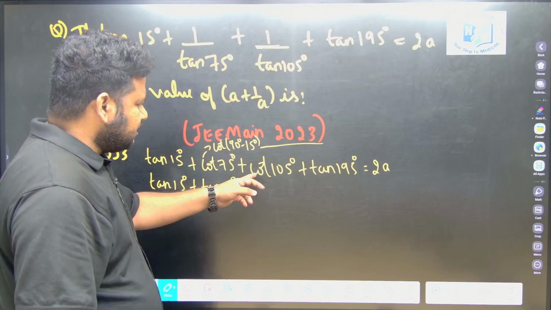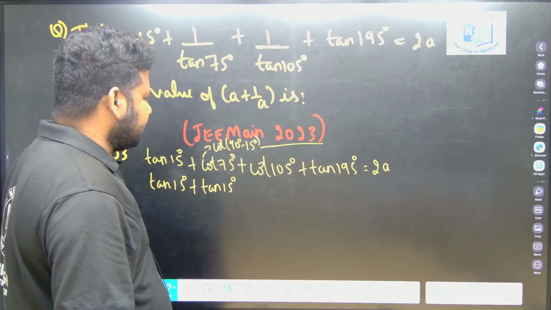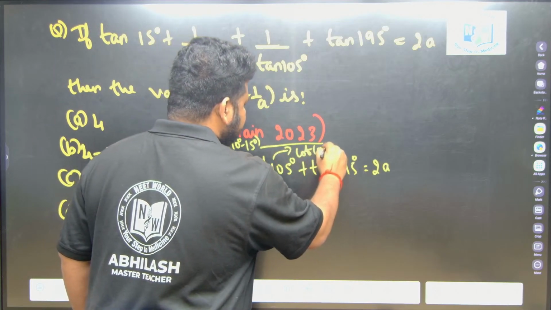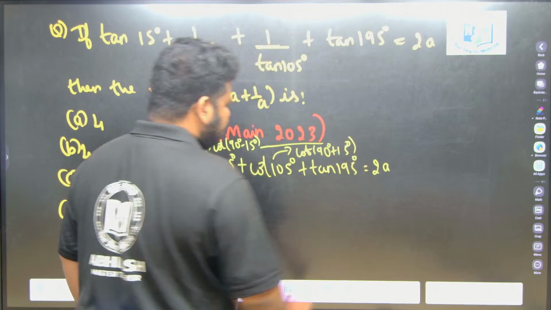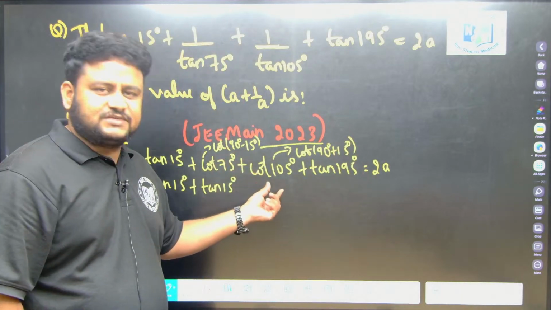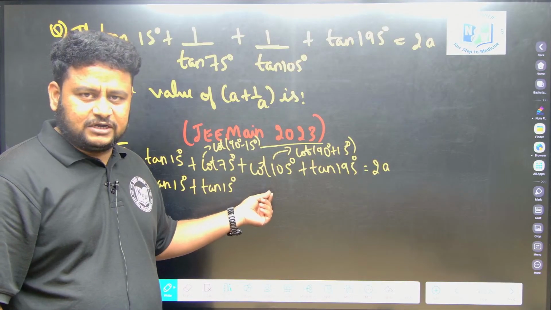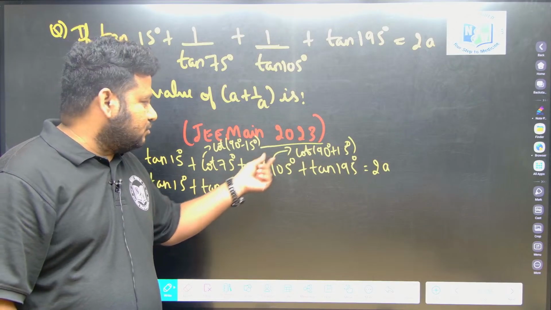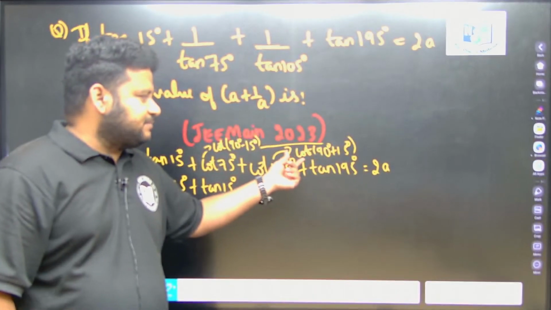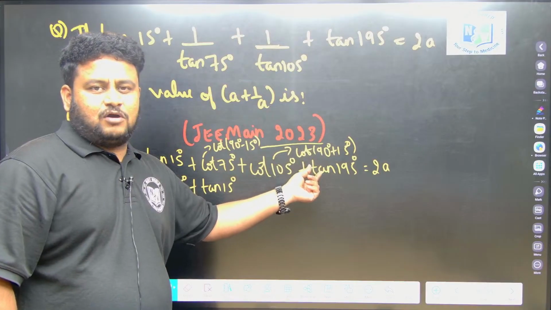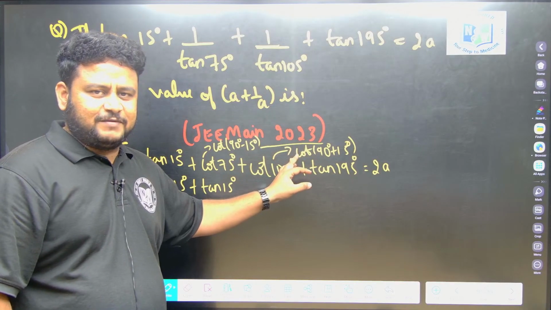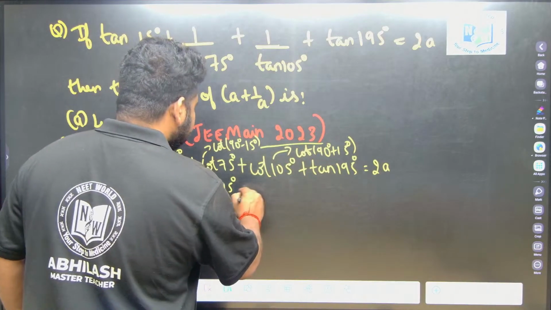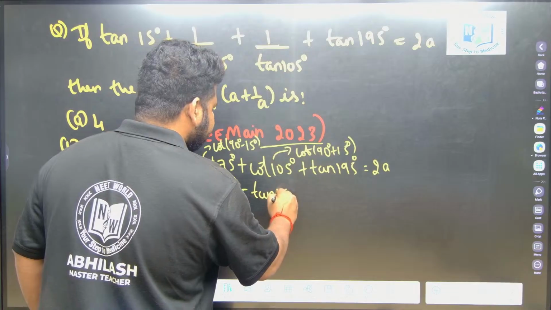Now cot 105 degree can be written as cot 90 plus 15 degree. Please pay attention. 105 degrees is in which quadrant? 105 degrees is in the second quadrant. In the second quadrant, only sine and cosecant are positive and tan is negative. So cot 90 plus 15 degree is nothing but what? 90 is an odd multiple of pi by 2, so cot will change to tan. So this will become minus tan 15 degree.